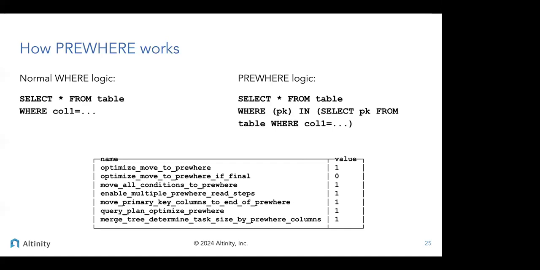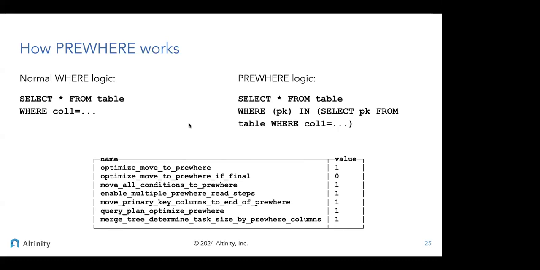Fortunately, ClickHouse has that optimization enabled by default, and in recent versions it is much smarter. It tries to push all the conditions into PREWHERE automatically and execute them in stages, like a waterfall: applying the first condition to the first column, reading the subrange of the second column, after that reading the subrange of a third column, and so on. So it is a very smart way of doing that.